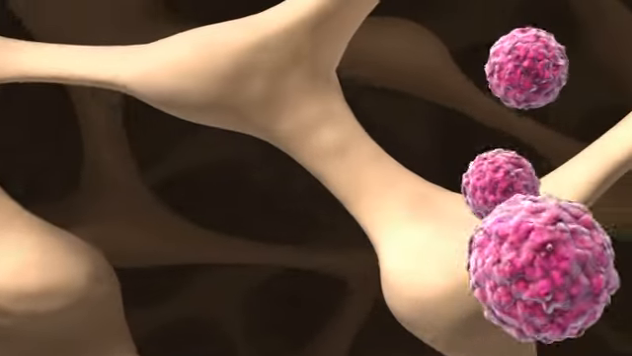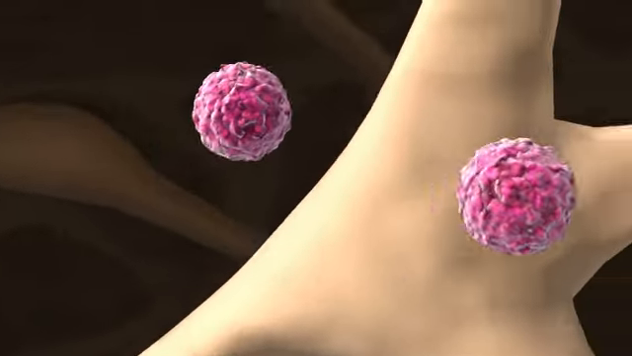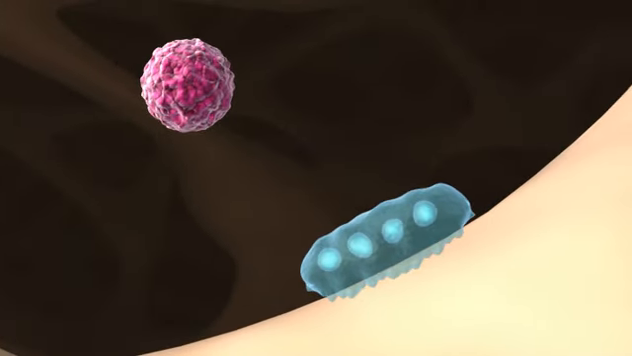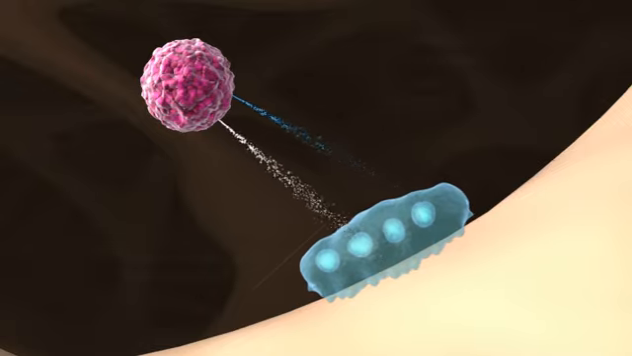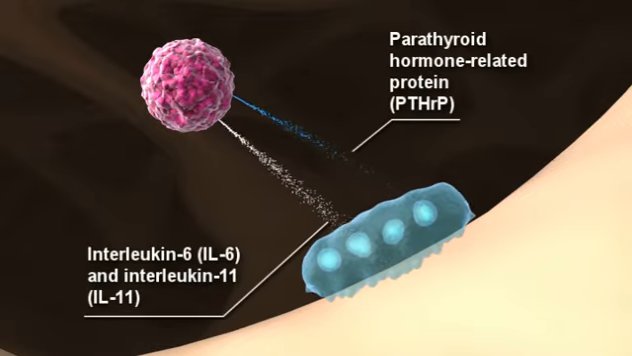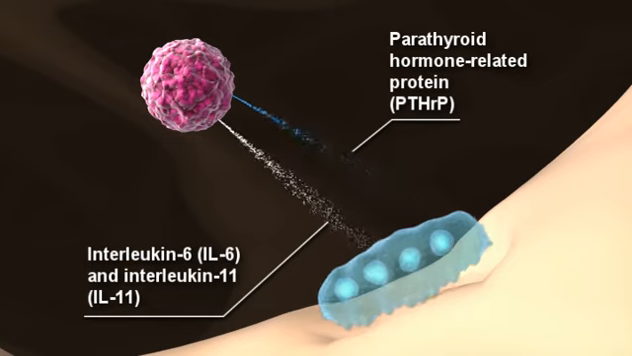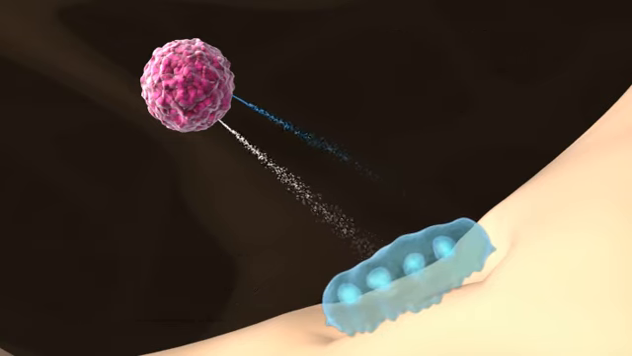Tumor cells then interact with osteoclasts, causing abnormal bone remodeling to occur. Tumor cells inhabiting the bone microenvironment release a number of factors such as a parathyroid hormone-related protein, or PTHrP, and cytokines including interleukin 6 and interleukin 11. These factors promote osteoclast production, thus leading to an excessive breakdown of bone at the tumor site.